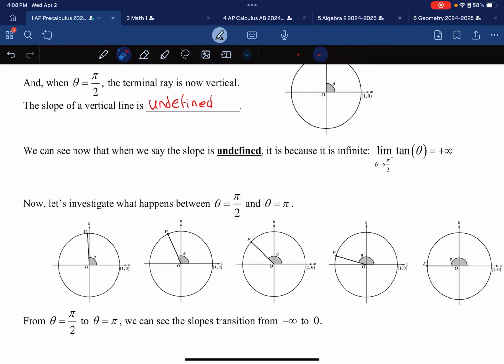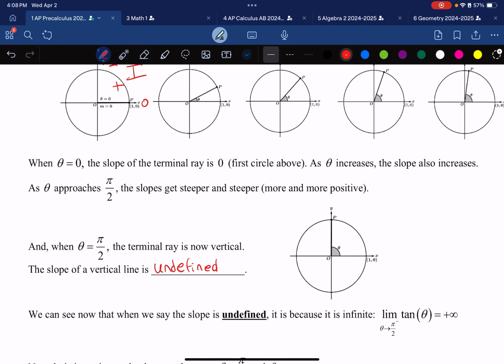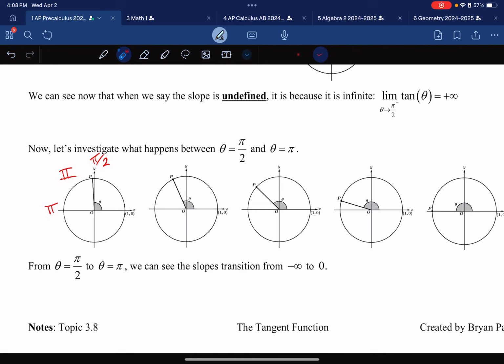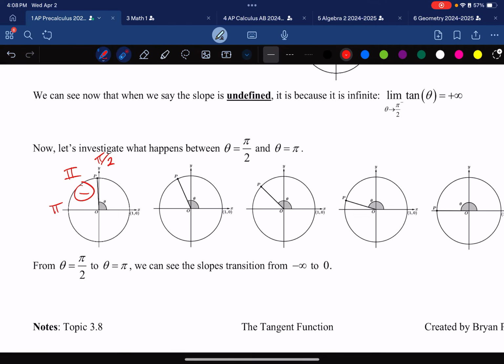Okay, what about in quadrant 2? So in quadrant 2, that's in between this pi over 2 angle and this pi angle. So we're in between these two values. In this second quadrant, we are now having a negative slope, a negative slope, a negative slope, a negative slope, and a 0 slope. So all of these slopes were negative. And I should probably circle the positive up here. So I went positive to negative. Interesting. We go from negative infinity all the way to 0. Again, when we have no slope or this horizontal slope, that's 0 slope.